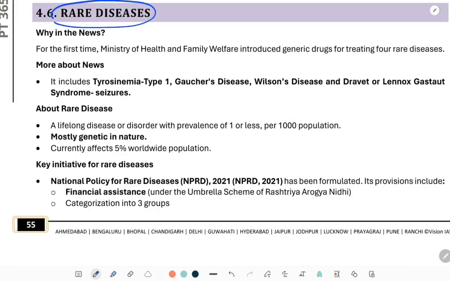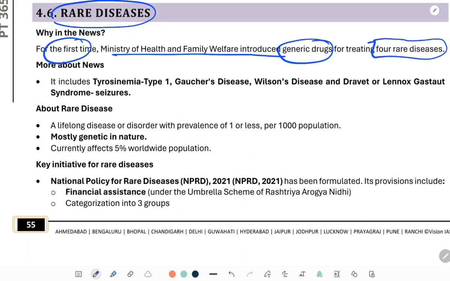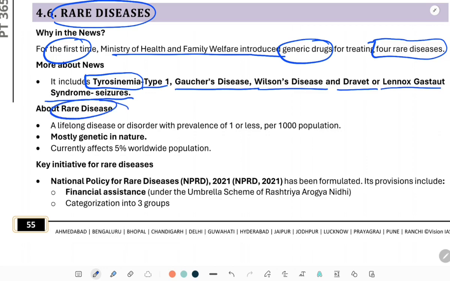Rare diseases. For the first time, the Ministry of Health and Family Welfare introduced genetic drugs for the treatment of four rare diseases. This includes tyrosinemia type 1, Gaucher's disease, Wilson's disease, and Dravet or Lennox-Gastaut syndrome seizures. We'll see about these rare diseases.